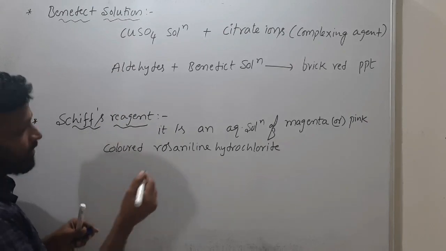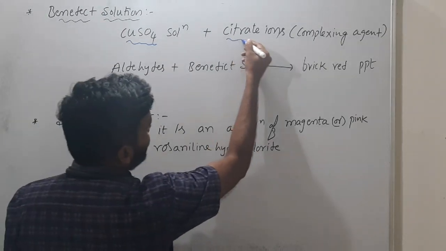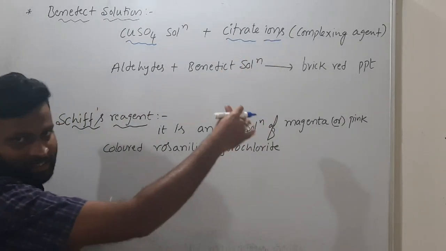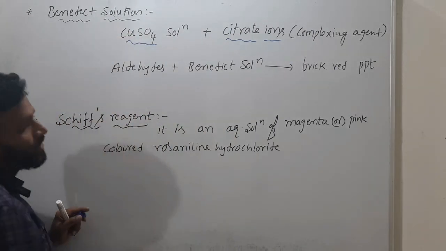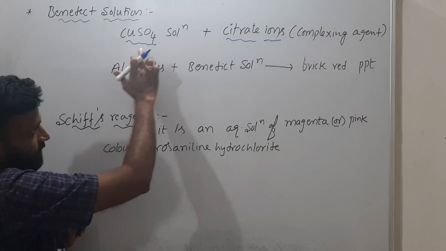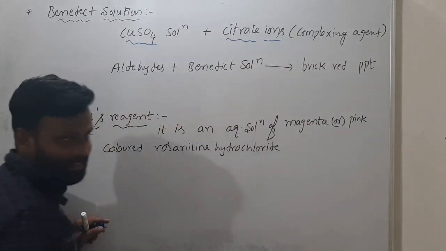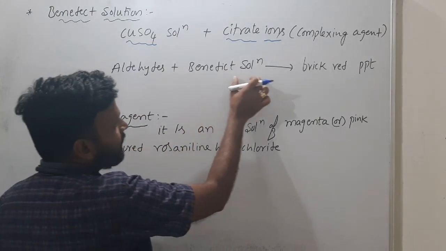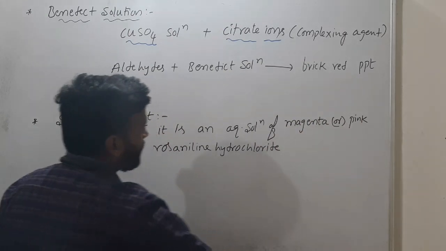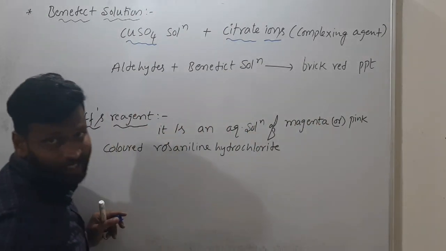So what is Benedict solution? Here I was given copper sulfate solution and citrate ions. What is citrate ion? Citric acid, I will give you later on. So a mixture of these two, copper sulfate and citrate ion, is called Benedict solution. The citrate ion acts as a complexing agent, so it will mix. Aldehydes, when reacted with Benedict solution, give a brick red precipitate, but ketones with Benedict solution give no brick red.